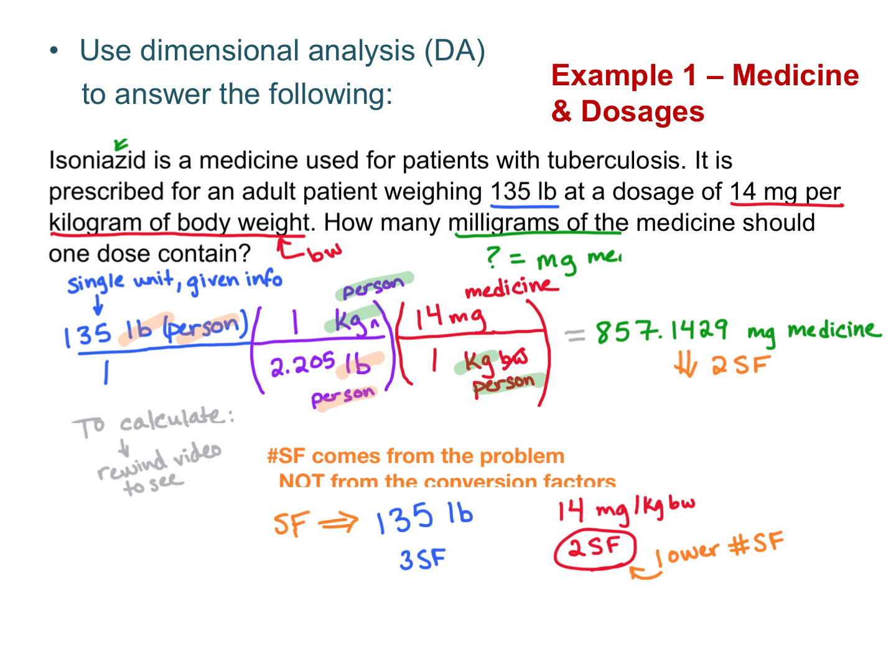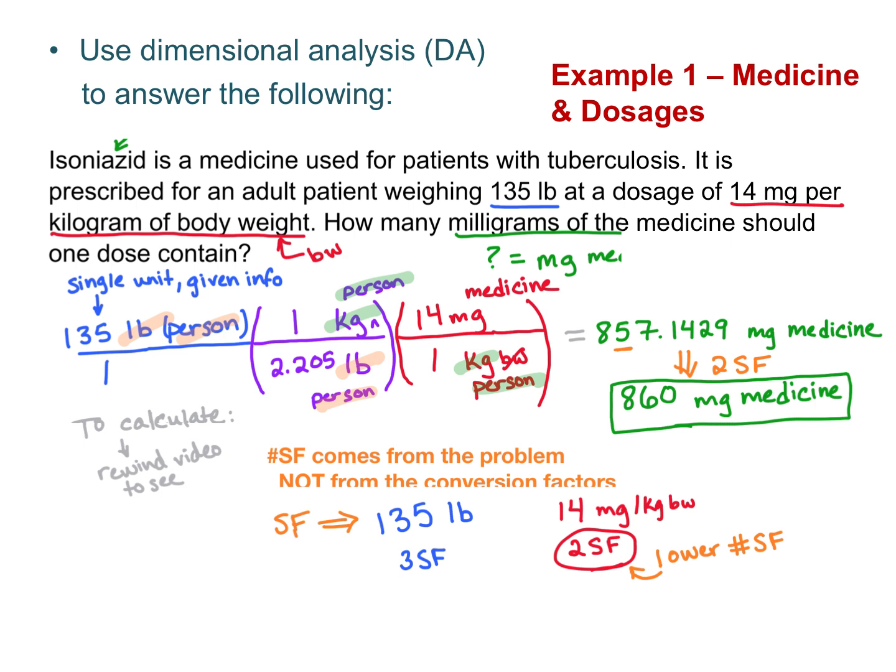So in that case, we're going to round. I'm going to underline where we're going to round, right? So that would be 860 milligrams of medicine. And that's 2 significant figures because the 0 at the end is a placeholder to tell you it's the tens place and therefore is not significant. All right. So hopefully that makes sense.